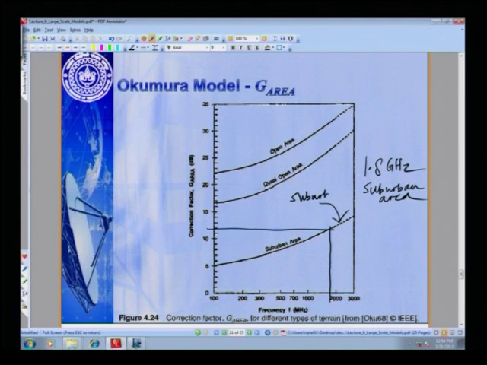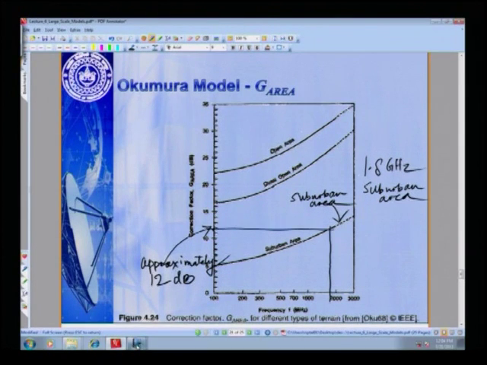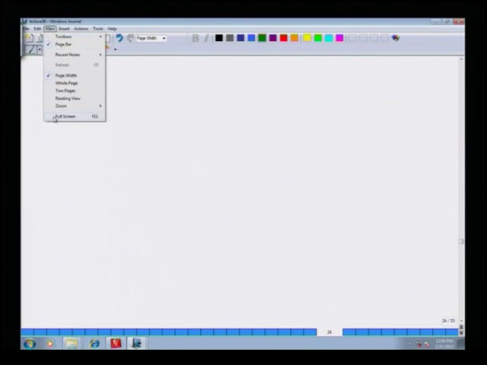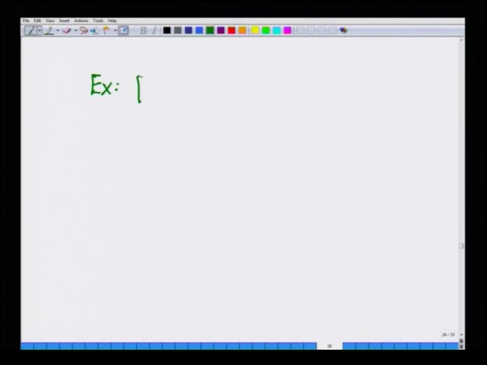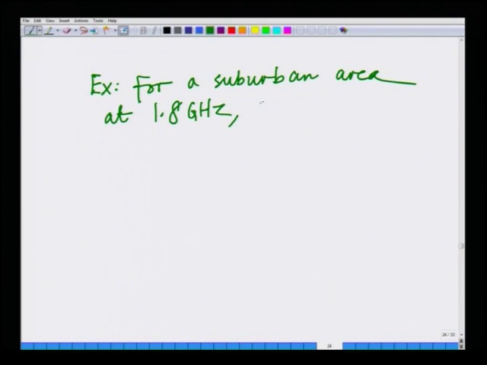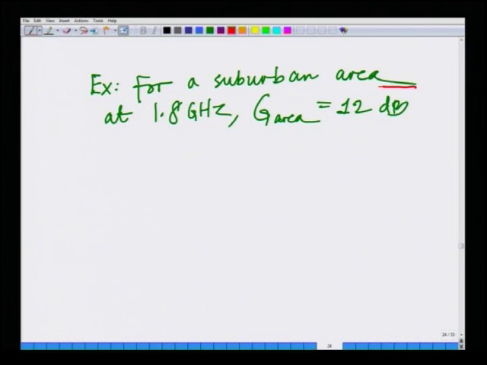for the suburban area, and you can see this is approximately 12 dB. So, in essence I go back to this thing. So, what we can say is, for example, for a suburban area at 1.8 gigahertz, the G area factor is 12 dB, that is there is a gain of 12 dB, which means 12 dB subtracts from the path loss essentially for this suburban factor at 1.8 gigahertz. All right. So, that is what this means. So, that G area factor is essentially 12 dB for this suburban area.